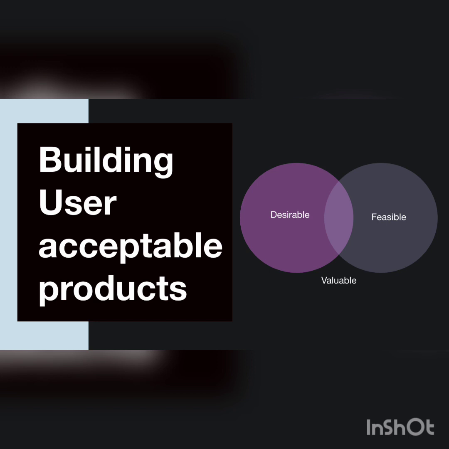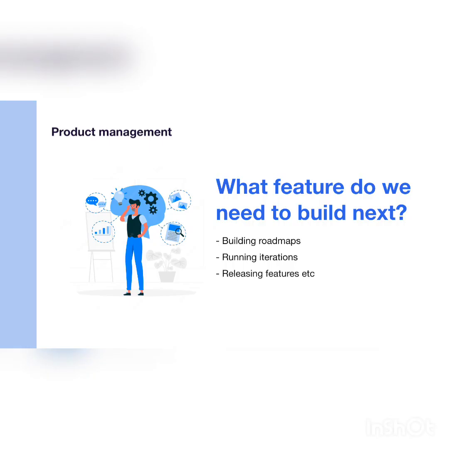As business analysts, we always build products and features, but what we always focus on is what feature do we need to build next. Teams, product owners, and business analysts are more focused on building roadmaps with features, running iterations, releasing features, etc. So, it's all about outputs.